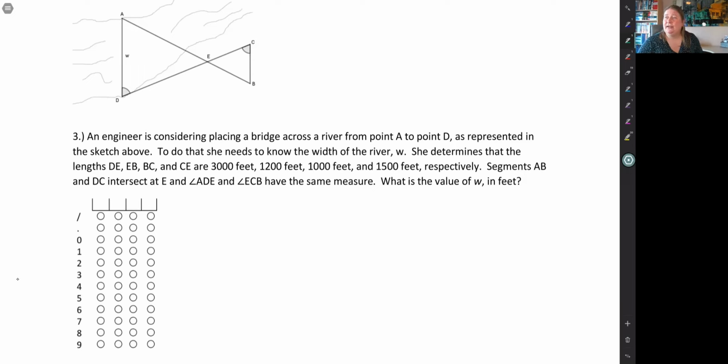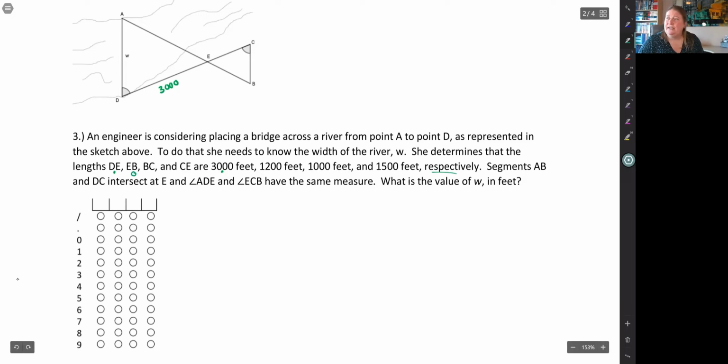So you have to be really organized when you see this word here, respectively. That means the first length mentioned, DE, matches the first number given, 3,000. And so let's immediately put that on the figure. DE is 3,000. You can put the feet if you want to.